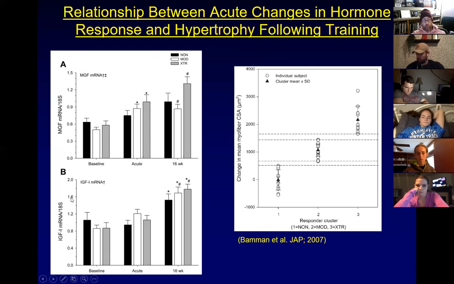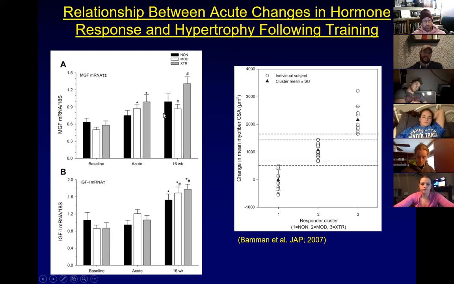So they trained a bunch of people, and they did something called a cluster analysis. They took all of their people and put them into 3 groups: what they called non-responders, moderate responders, and their extreme, or very, very big, responders. And here are the mean values of their change in myofibrillar cross-sectional area. So you've got your folks that basically didn't get bigger, folks that got a moderate increase, and folks that got this giant, very, very big increase.